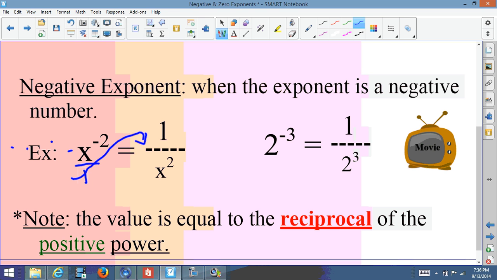Let's look at the next one over there. We have a 2 to the negative 3 power, or exponent, and again, the reciprocal means the 2 to the third goes at the bottom, and we put a 1 underneath the 2, and it goes on the top. So that's negative exponents.